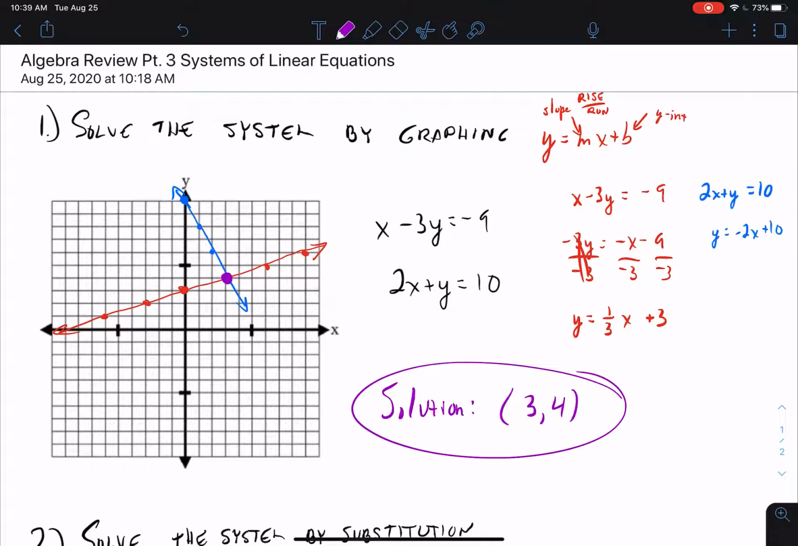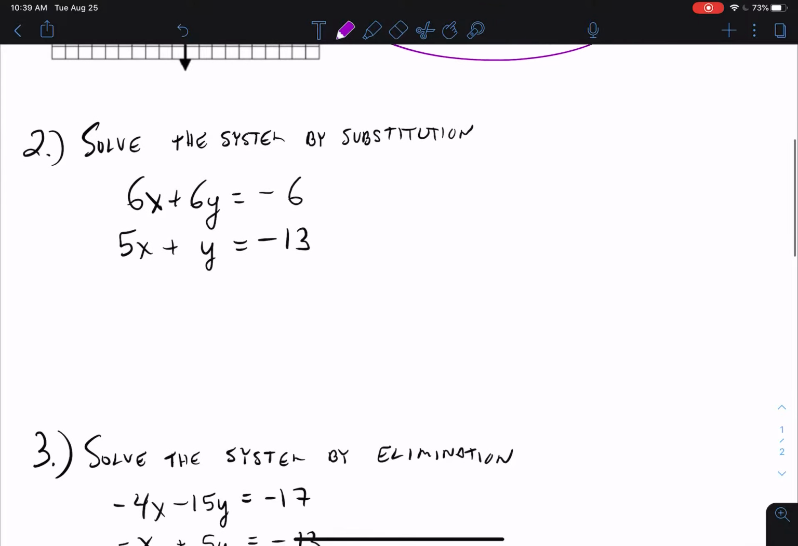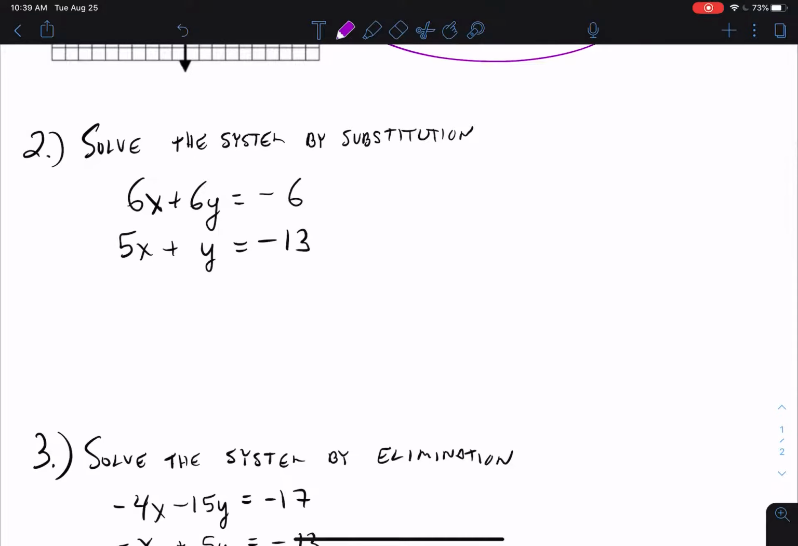All right, but it is a little bit of work to solve by graphing. So we have two different algebraic methods to help us solve these systems. The first is substitution, where we are going to substitute one equation into the other. The easiest way to do substitution is to look at your two equations and see which one of those has a variable that's either by itself or can quickly become by itself.